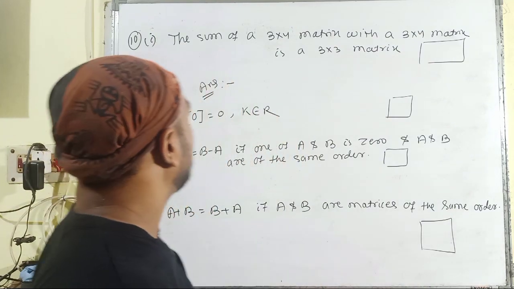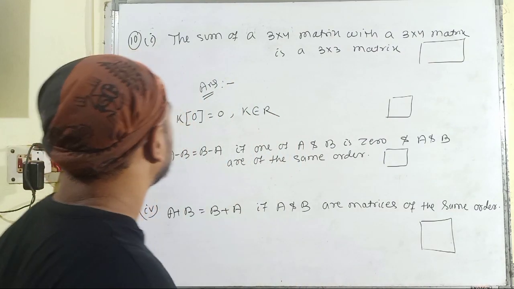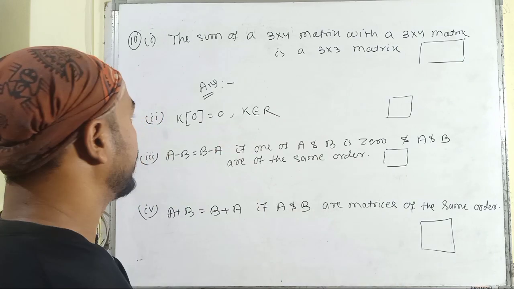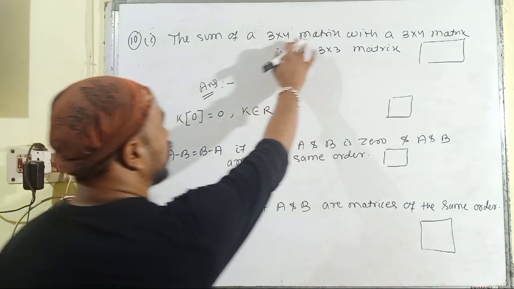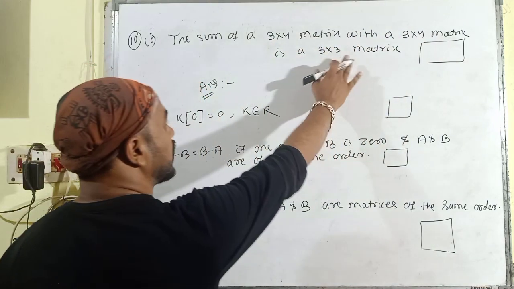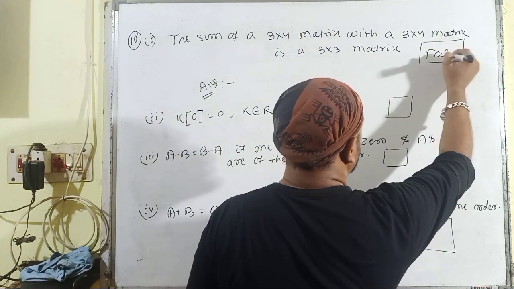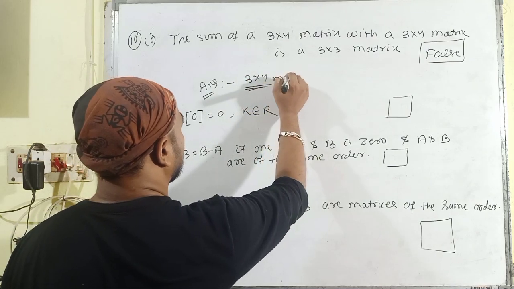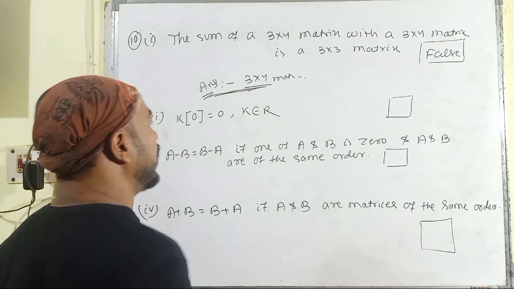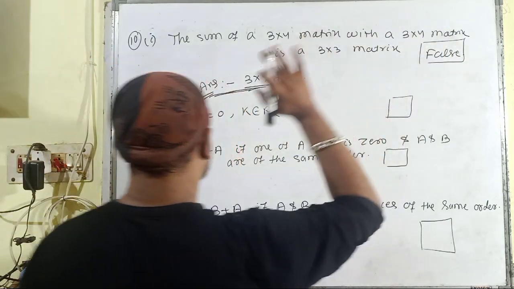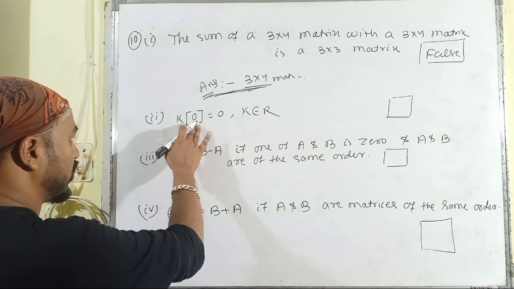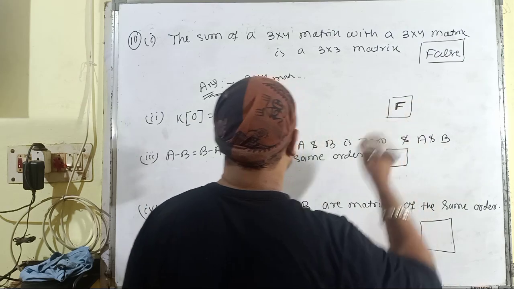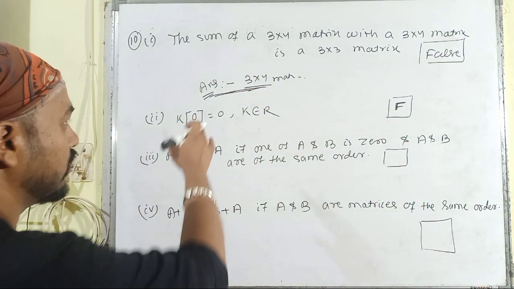So here it is number 10, the last problem of this current video session, and we have to find out the true or false cases of these given statements. The sum of a 3 cross 4 matrix with a 3 cross 4 matrix is a 3 cross 3 matrix. It is false, and the answer will be a 3 cross 4 matrix, not a 3 cross 3 matrix. So it is false. Then k multiplied with the matrix containing 0 element is 0. It is a false statement, because it will be a matrix containing the element 0, not the 0.